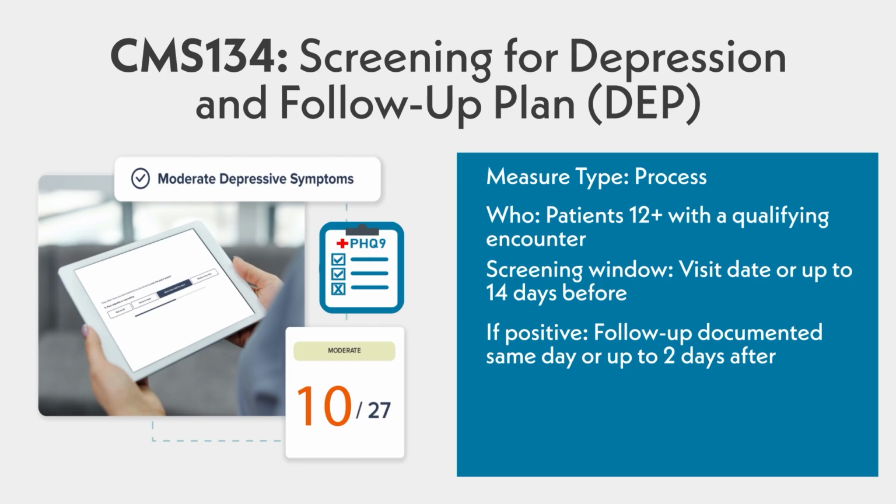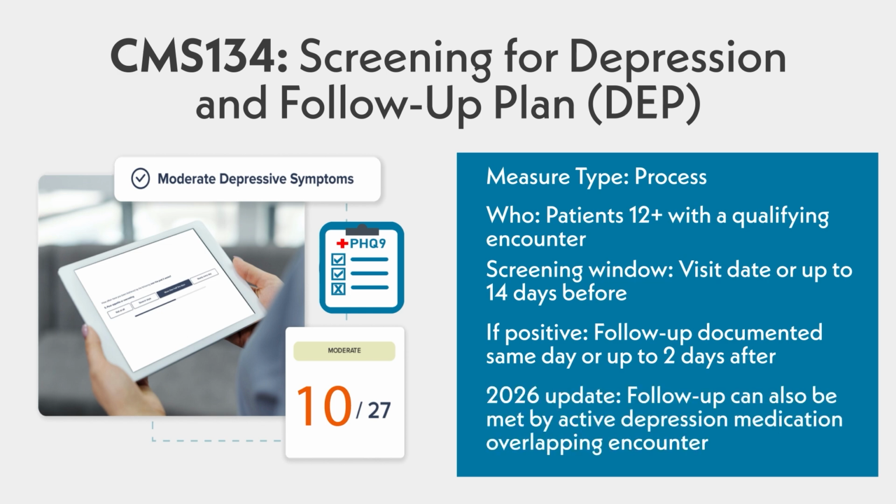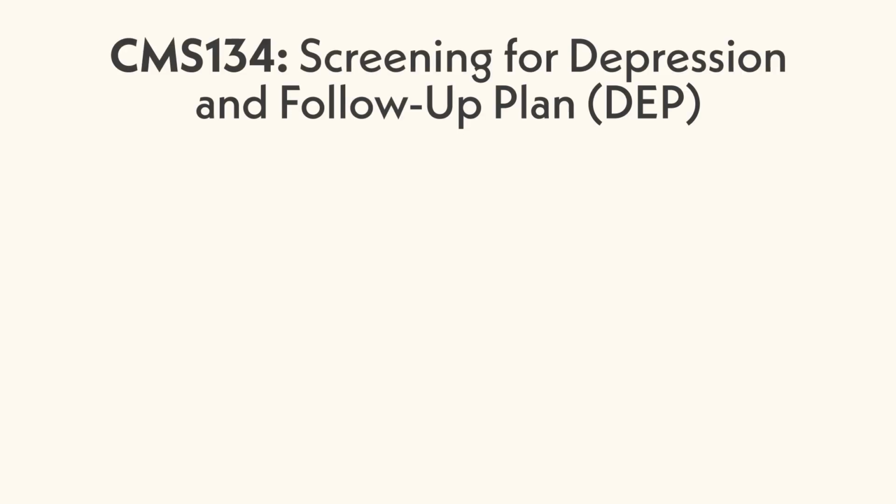Here's the key 2026 refinement. The numerator now also includes patients who have an active depression medication that overlaps the date of the qualifying encounter. In other words, if the patient is already on an active antidepressant and it overlaps the encounter, that can satisfy the follow-up component for the measure. CMS also clarified guidance to reduce confusion around multiple screenings and what qualifies as a screening tool versus a diagnostic tool.